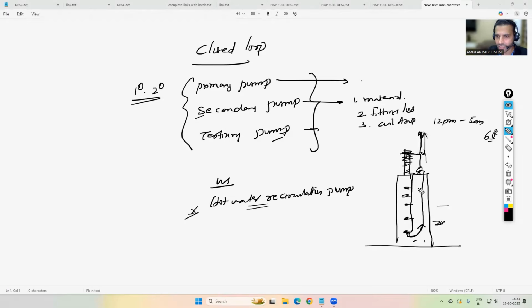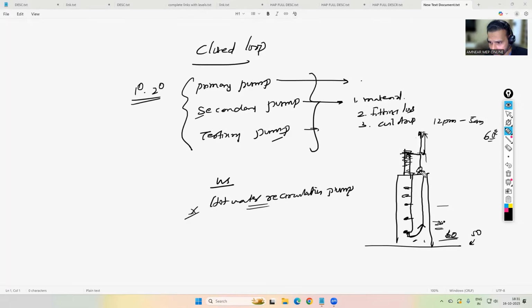The calculation is different: how much heat is dissipating to the surface of the pipe. Accordingly, we calculate the flow rate of this pump, which we have studied in the hot water recirculation system. The hot water recirculation pump might be timely operated, once in every 30 minutes. Otherwise, it might be temperature operated. If we connect a temperature sensor at the remotest point, and our demand is 60 degrees, and the temperature goes below 50 degrees Celsius, the pump will start. Both ways we can operate it, as per the client requirement.